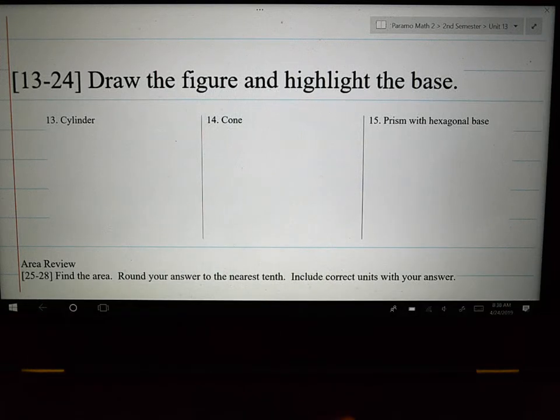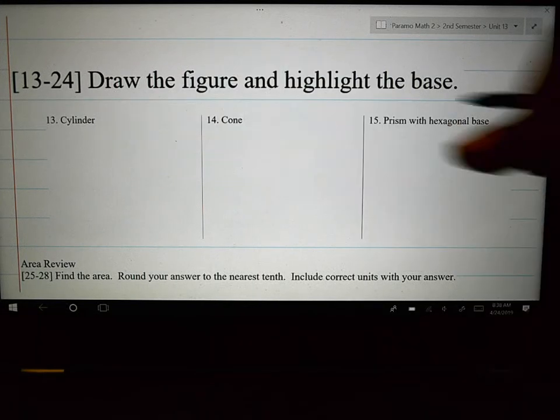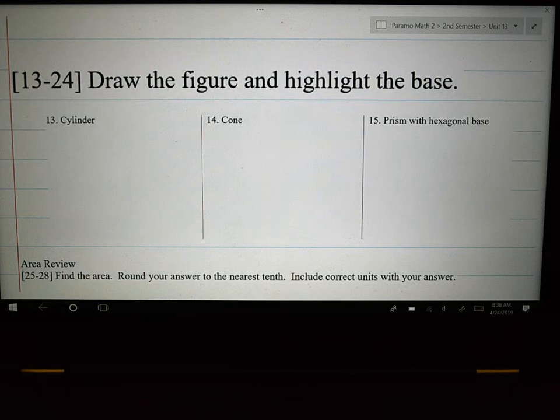So you have to draw a cylinder. Now, if you do not know how to draw these, I picked 3 examples just to give you an idea of how to draw each of these types of shapes. A cylinder is like a Coke can or a water bottle. It's a cylinder. It has a circular base.